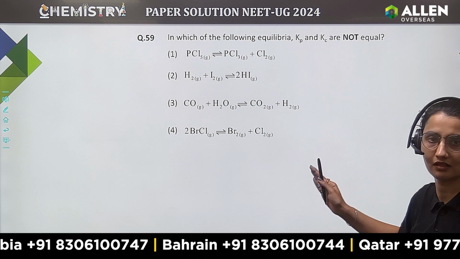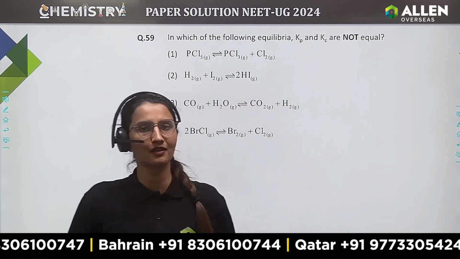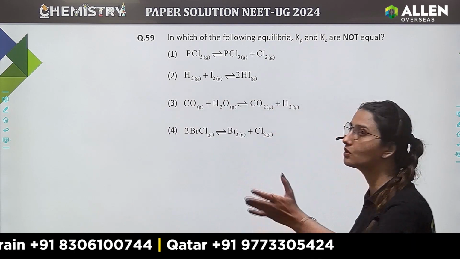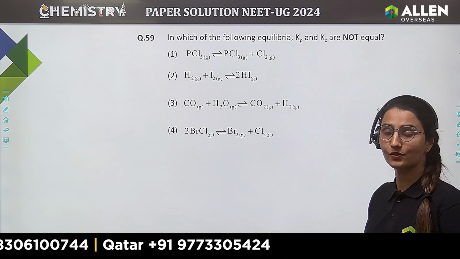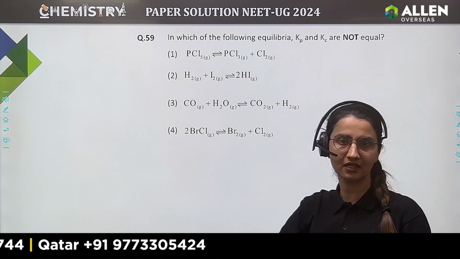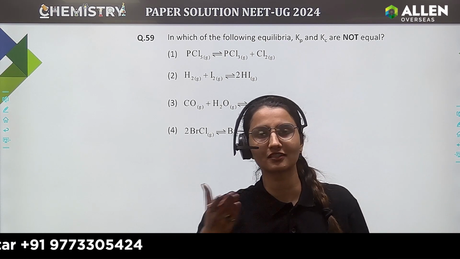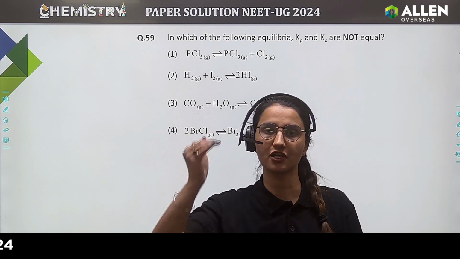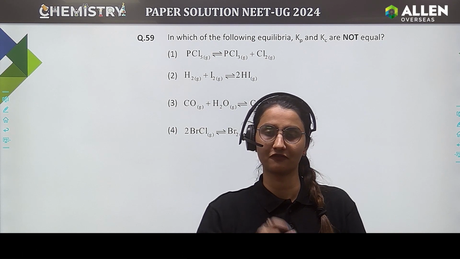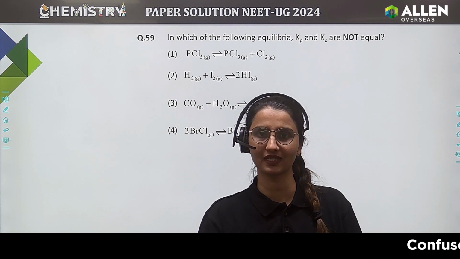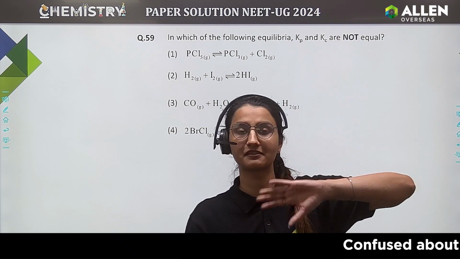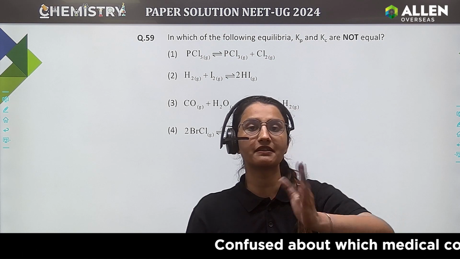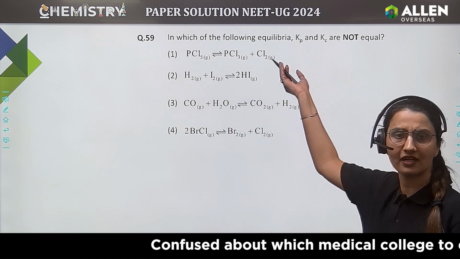Next. Again, a very basic question. They have asked in which case Kp and Kc are not equal. Students, what is the relation between Kp and Kc? First thing first, we know both are equilibrium constants. We use Kp generally for gases when their partial pressures are given. Kc is defined in terms of concentration. So there is a relation between them. What is the relation? Direct question, direct formula.